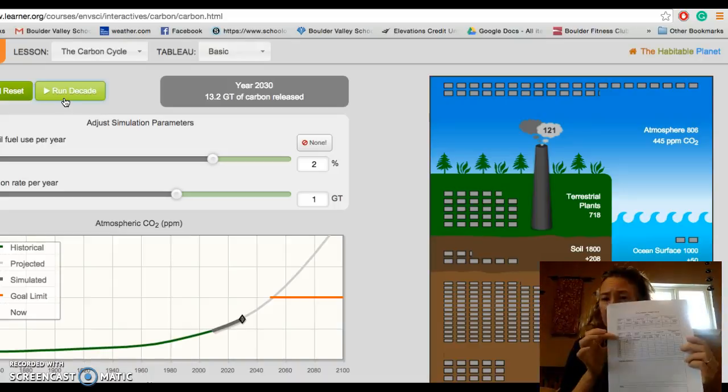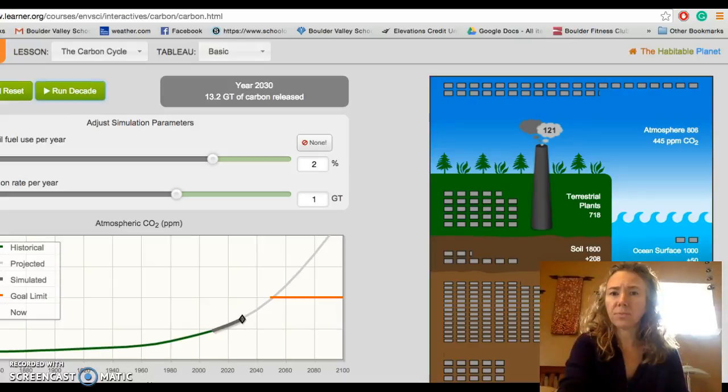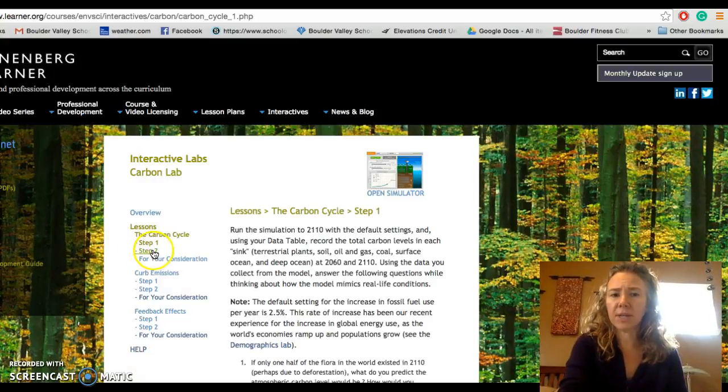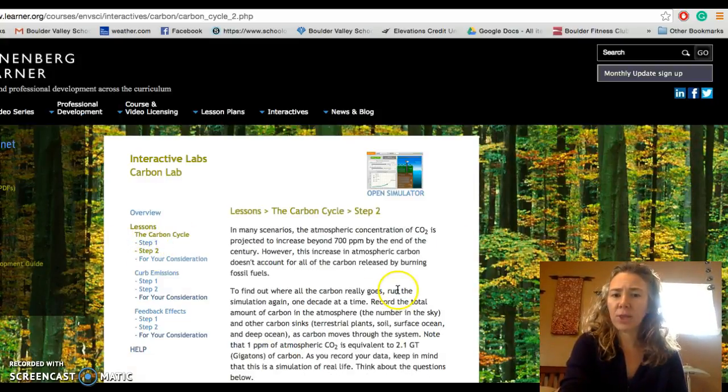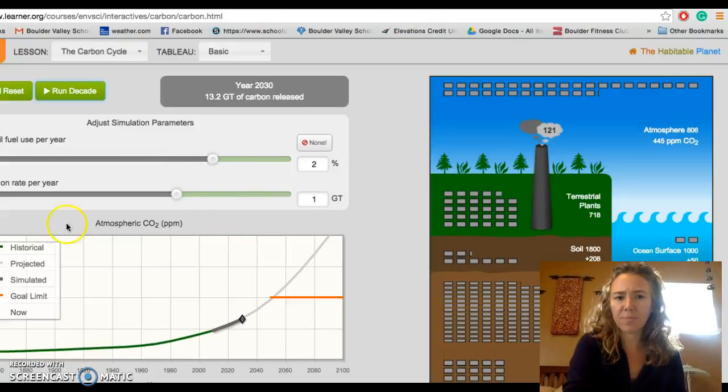The second step, so lesson 1, step 2, let's go back to our instructions here on the left-hand side. And what it's going to have me look at is actually where this carbon is going if I am increasing the amount of carbon in our cycle by taking it from the bottom of the fossil fuels deep within the earth and bringing them up and burning them and having that be released in the atmosphere. So the same simulation, but instead right now what I'm looking at, I'm going to reset it.